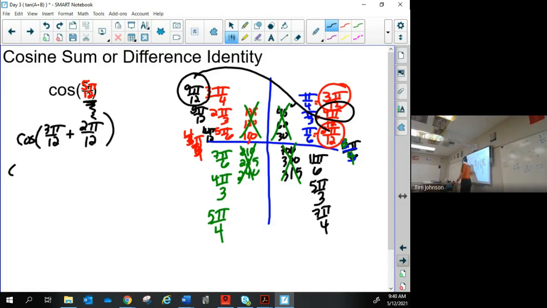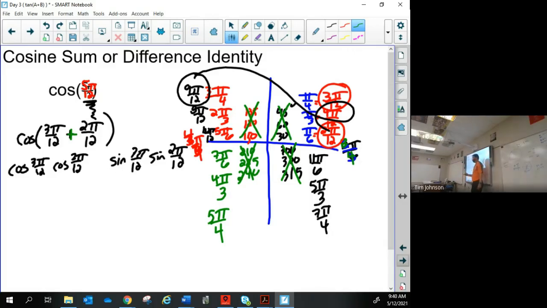And the sum rule goes like this. Cosine, okay, of 3 pi 12ths, cosine 2 pi 12ths, sine 3 pi 12ths, sine 2 pi 12ths. And if this is a plus, second time's the charm, Melissa. Subtraction. You got it. Okay, if that's a plus, sine same, cosine not the same, they're opposite. Okay, so if that's a plus, that's a minus right there.